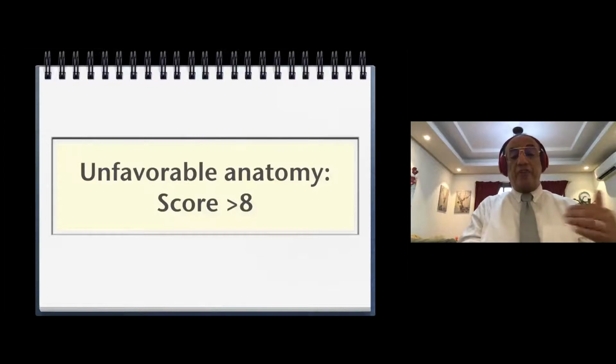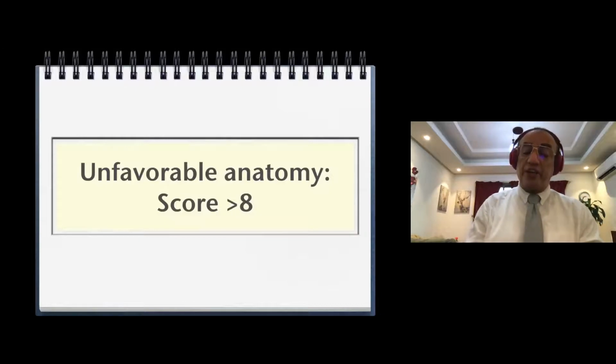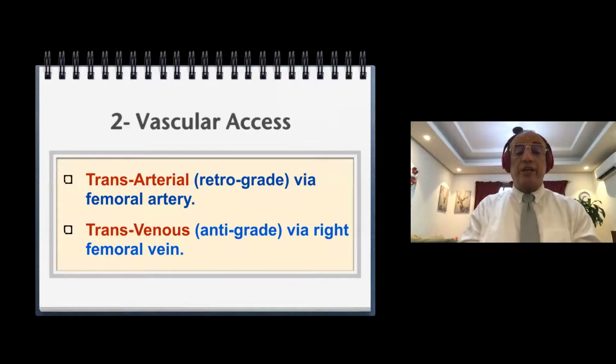If the valve morphology, I mean the Abascal score, is more than 8, the anatomy here will not be suitable for balloon valvuloplasty. In this case, you have to send the patient to the surgeon to do mitral valve replacement, either with a prosthetic or metallic valve.